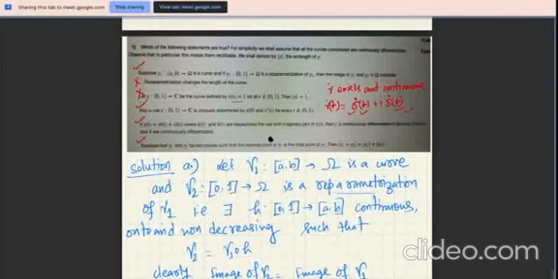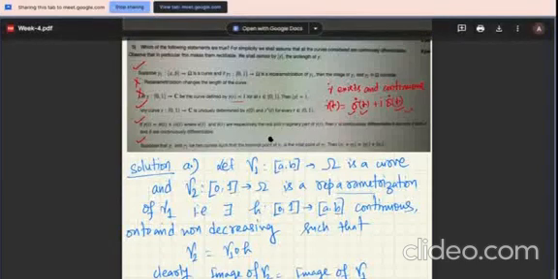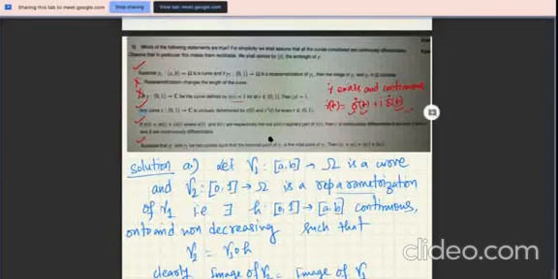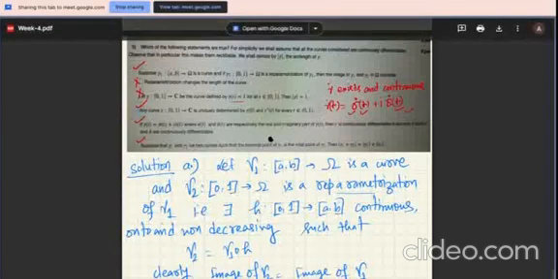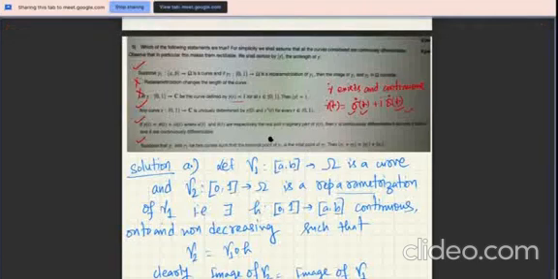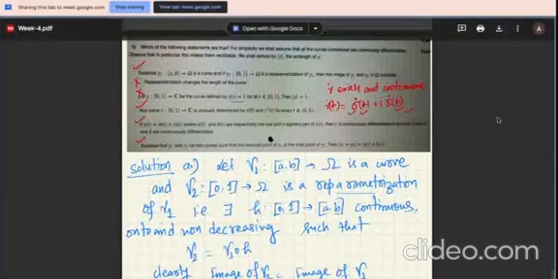Any curve is uniquely determined by gamma of 0 and gamma dash t for every t belongs to [0, 1]. This is important. So any curve gamma from [0, 1] to C is uniquely determined by gamma of 0 and gamma dash t for every t belongs to [0, 1]. Okay.